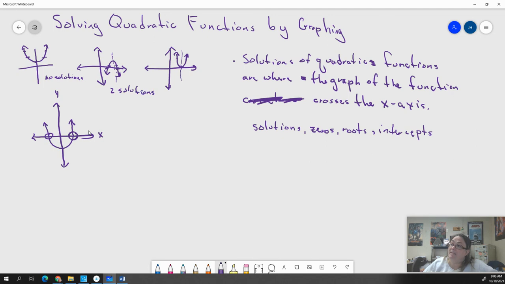There will be the occasion when we have one solution. And that occasion will happen whenever the vertex, that turning point, is on the x-axis. So those are your different types of solutions you can have. You can have no solution, you can have two solutions, you can have one solution, right?